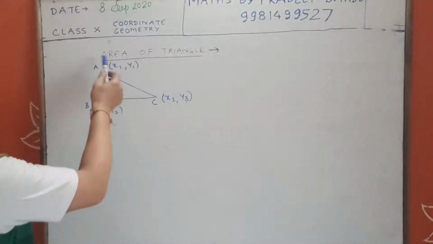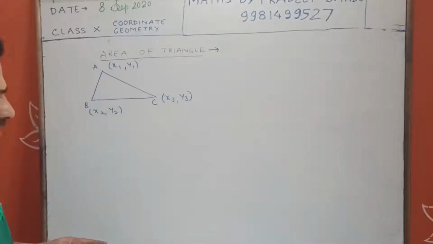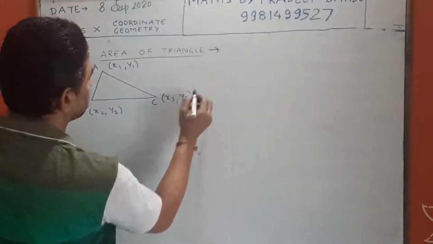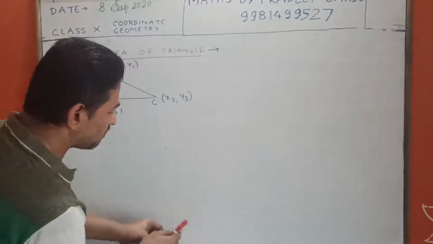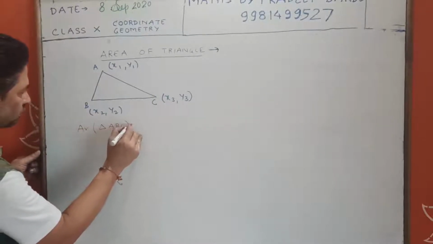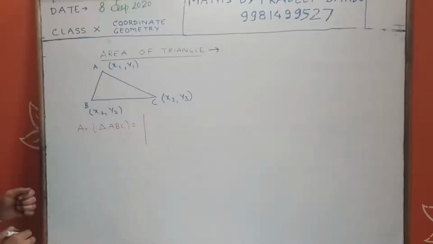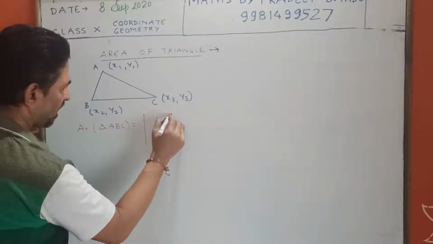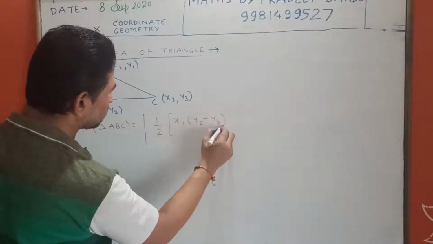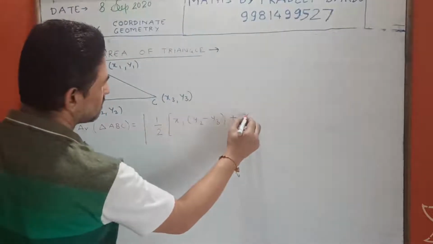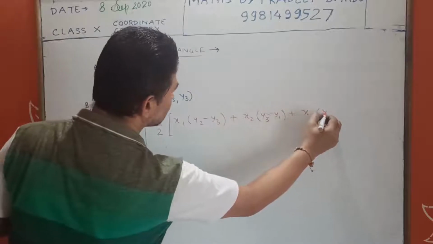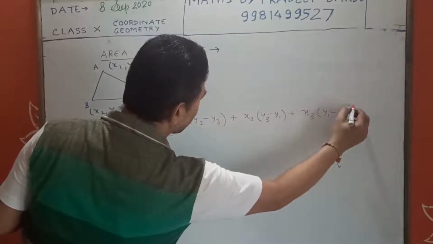So here the formula for area of triangle is equal to absolute value of half x1 (y2 minus y3) plus x2 (y3 minus y1) plus x3 (y1 minus y2).